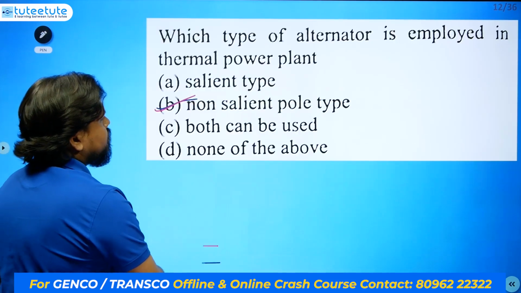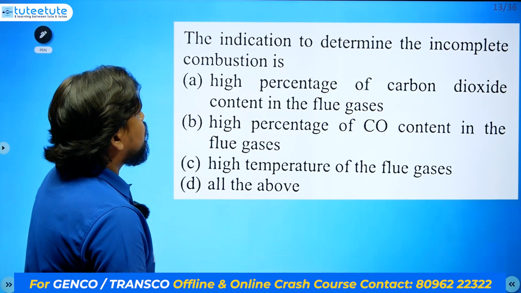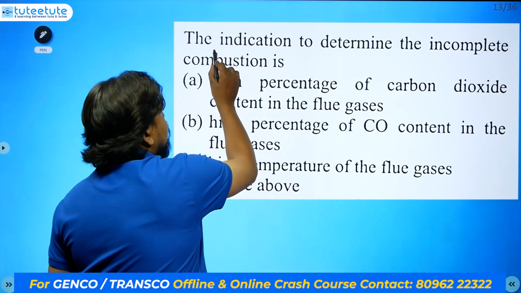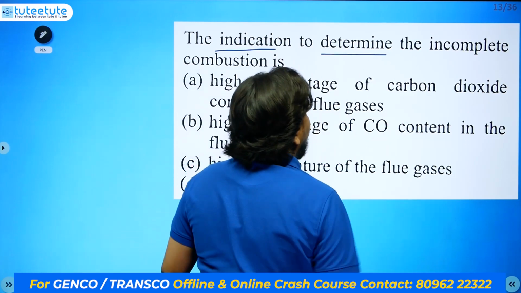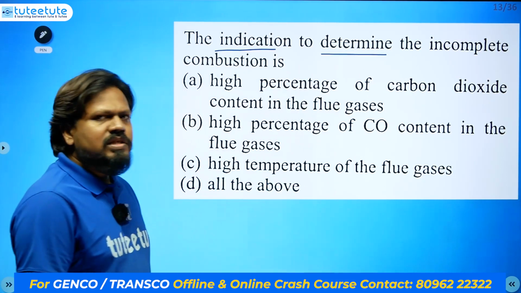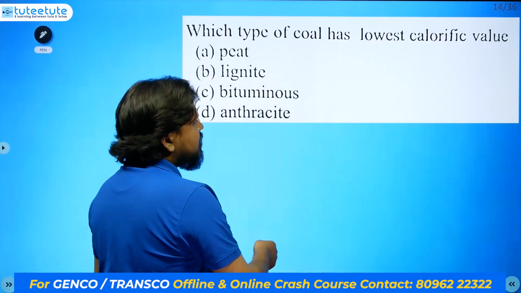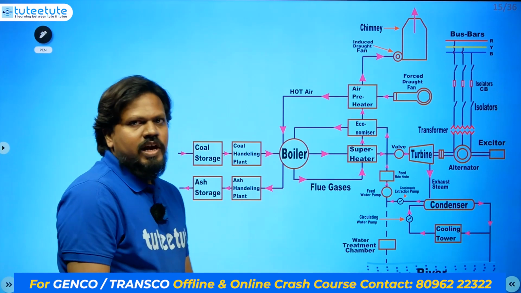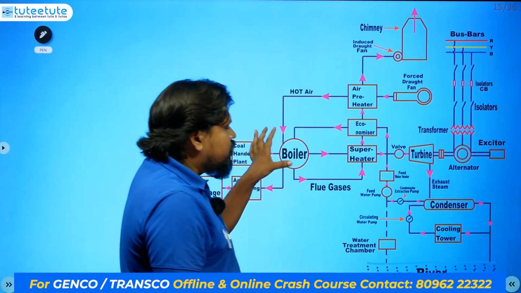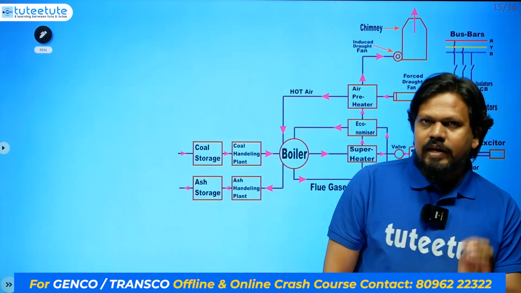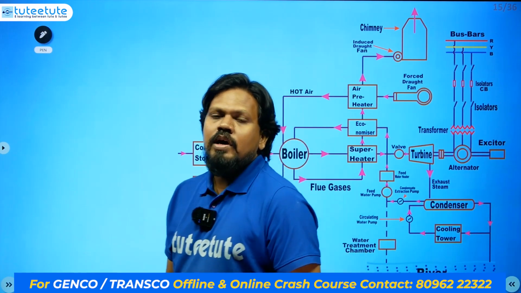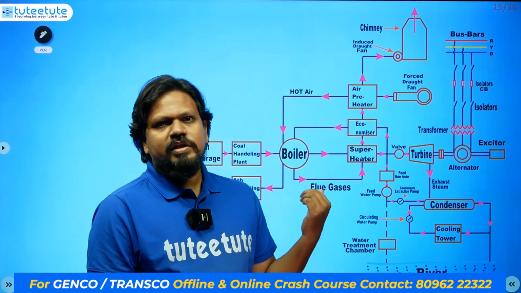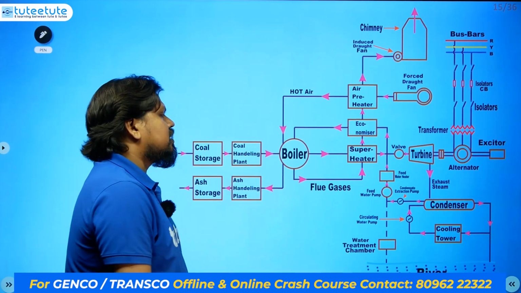So next question, the indication to determine incomplete combustion is, okay. Where is this combustion happening? Combustion is happening in the boiler. How will you know whether combustion is happening properly or not properly? How will you understand, that's what they are asking. What is the indication they are asking?